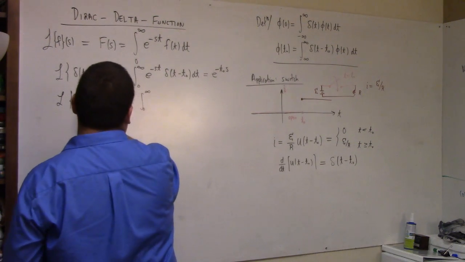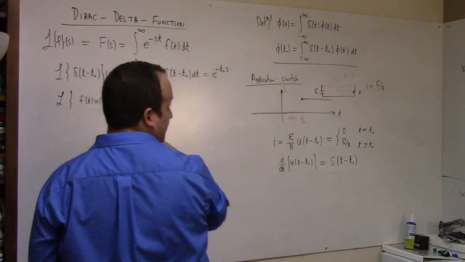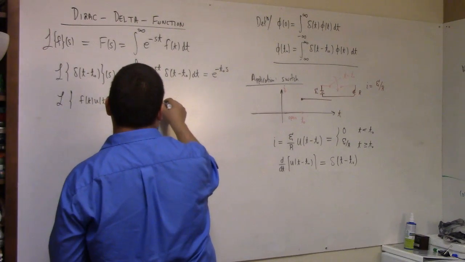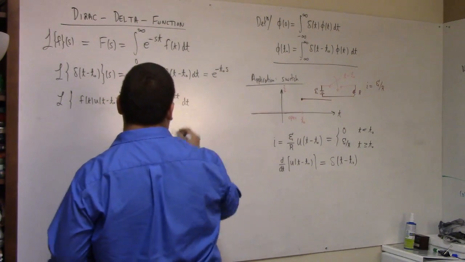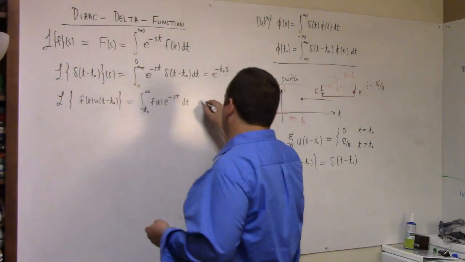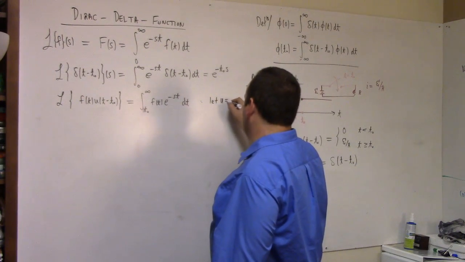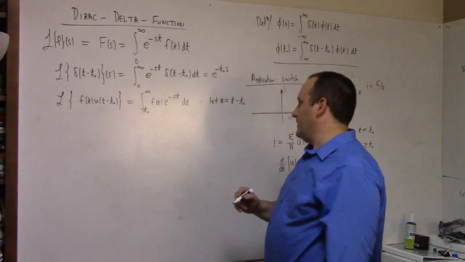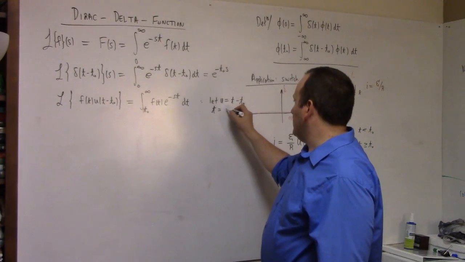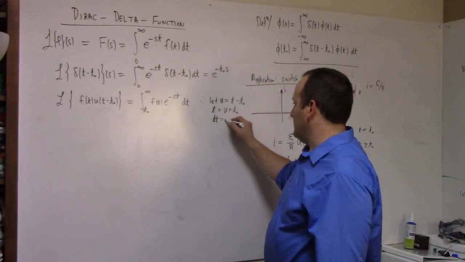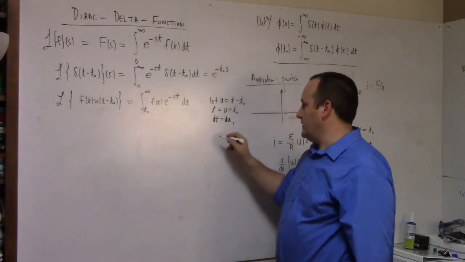So let me get straight to the point here. When you plug that over into here, it's 0 all the way up to t naught, right? So this becomes the integral from t naught to infinity of f of t e to the minus st dt. And then what you do is you make a substitution. Let u equal t minus t naught. So t is equal to u plus t naught, among other things, right? And dt is equal to du, right? U of t naught is what?